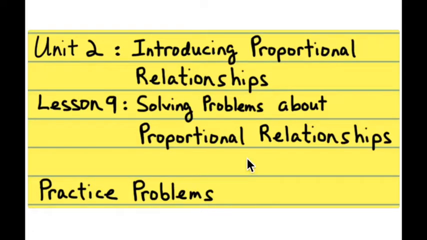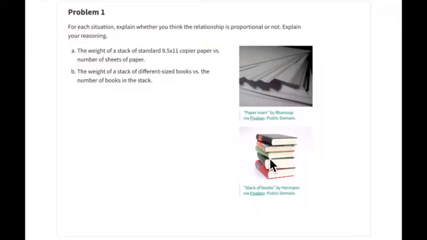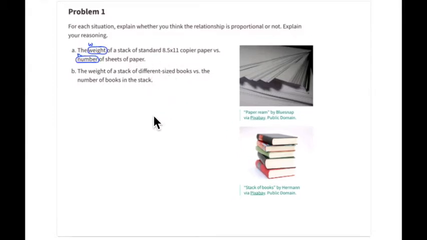These are the practice problems for Lesson 9, solving problems about proportional relationships. And the first problem asks, is there a proportional relationship between the number of sheets of paper and the weight of that paper? So look for the two properties. That's what we've been doing all along. So the two properties are the weight of the paper and the number of sheets of that same paper.